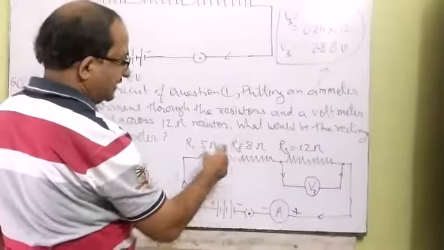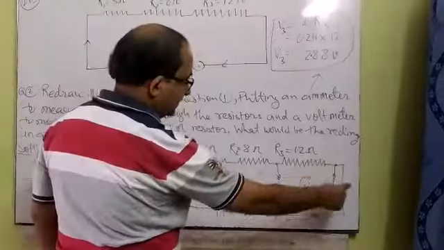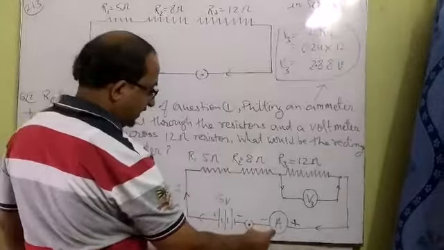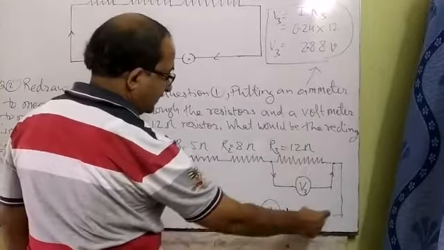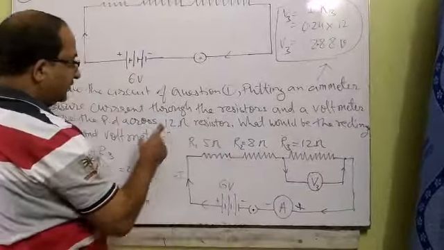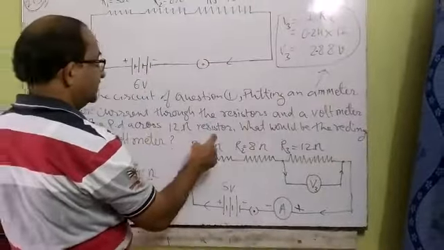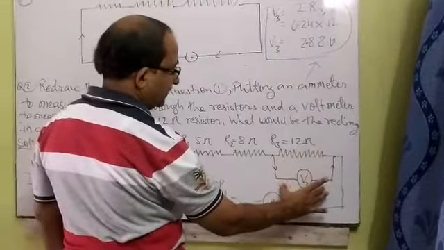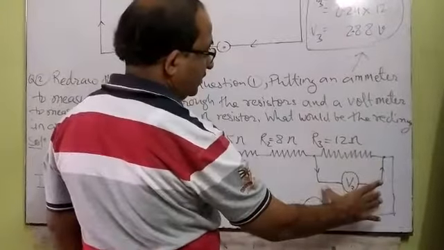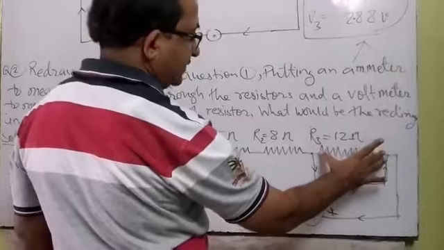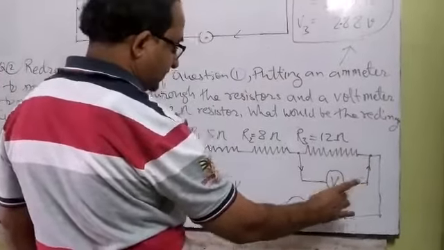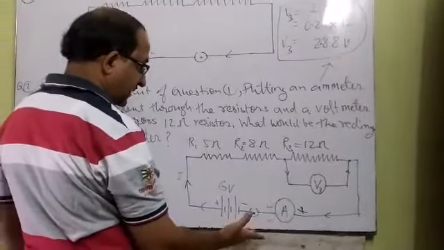So we can redraw the circuit. 3 resistors 5 ohm, 8 ohm, 12 ohm are already connected in series. We need to add an ammeter which should be connected in series. Now for measuring the potential difference across the 12 ohm resistor, we need to connect a voltmeter in parallel with the 12 ohm resistor, across the end points of the 12 ohm resistor. And the remaining all are as it is.